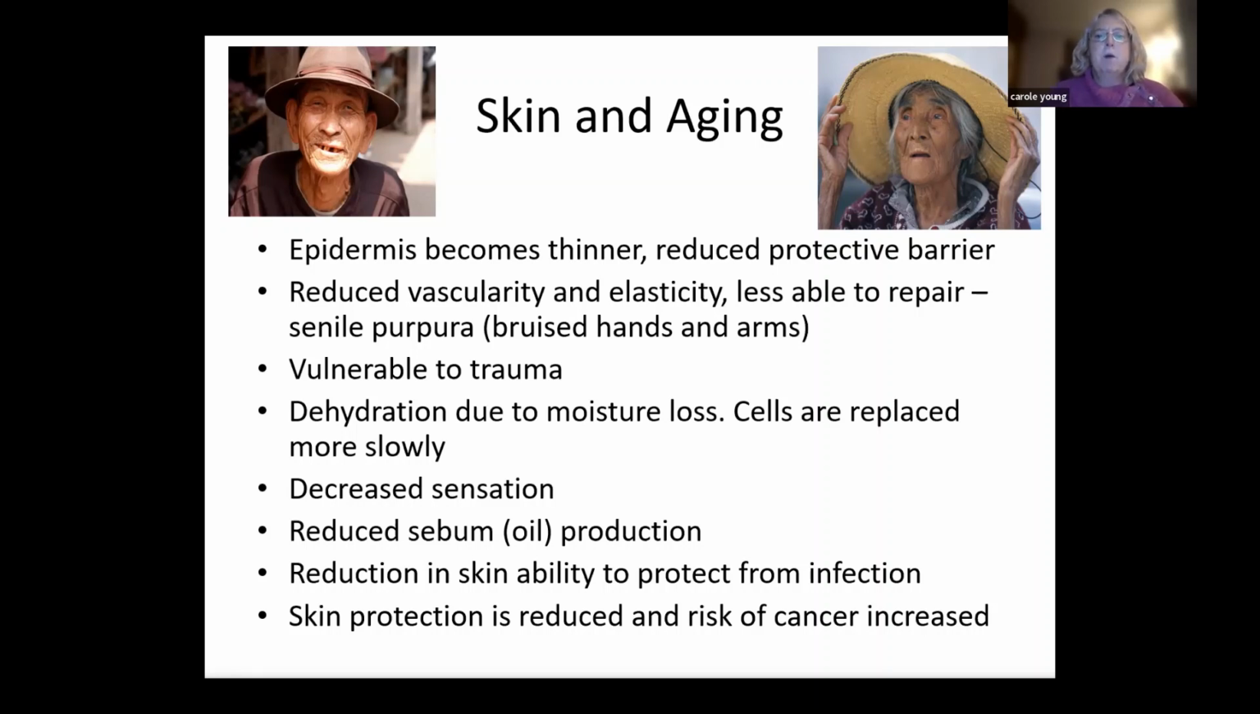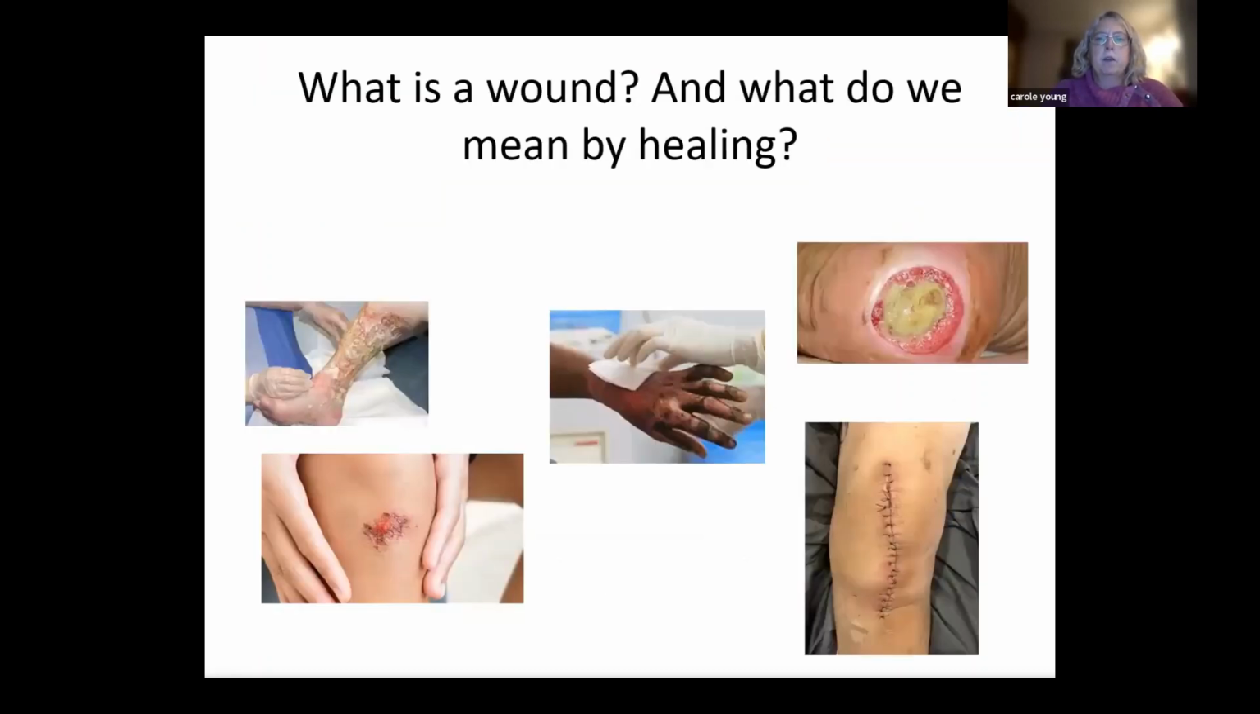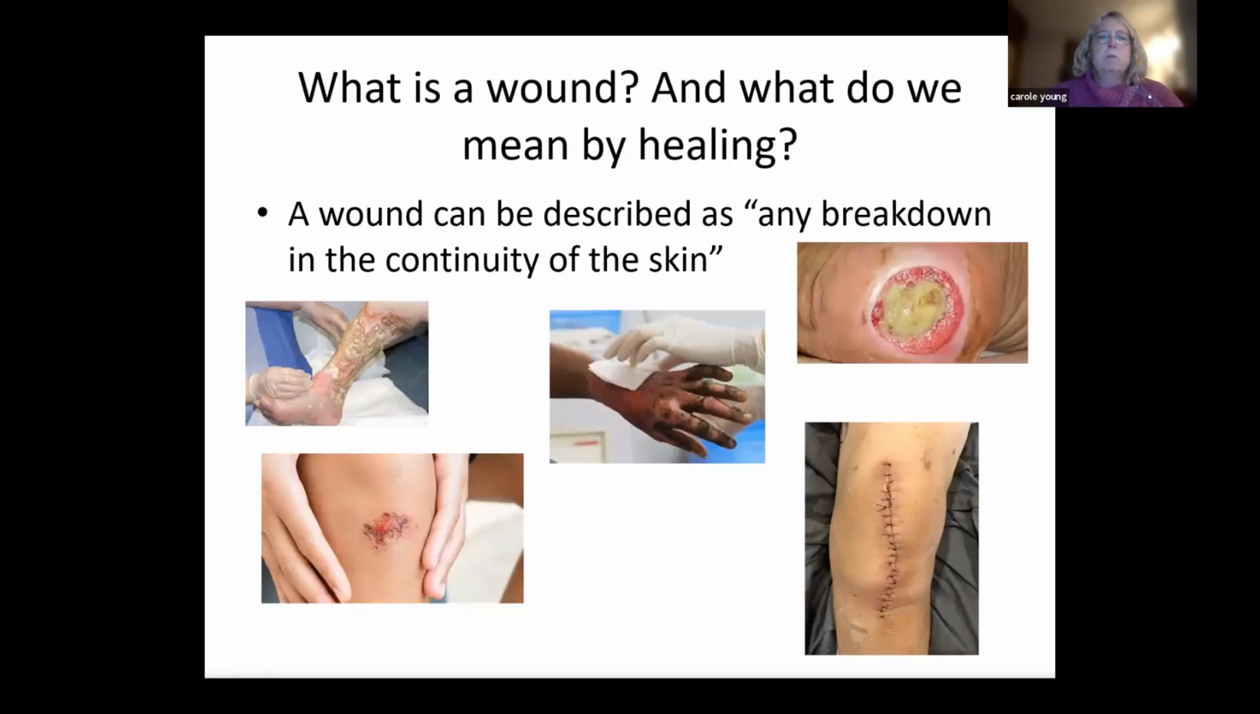So let's start to think about what happens when our skin breaks down and we might develop a wound. Let's start with that question. What is a wound? Is there a definition? And what do we mean by healing? So a wound could be described as any breakdown in the continuity of the skin. This could be a surgical wound as an incision or a laceration. It could be a trauma or a leg ulcer or a pressure ulcer, for example.